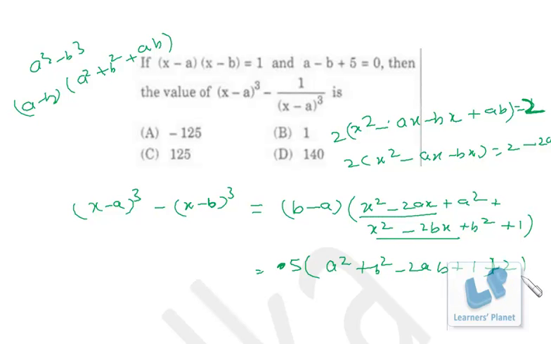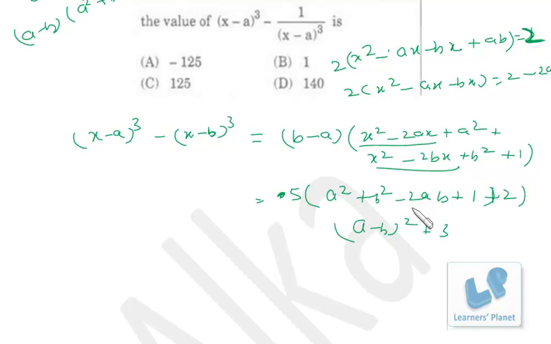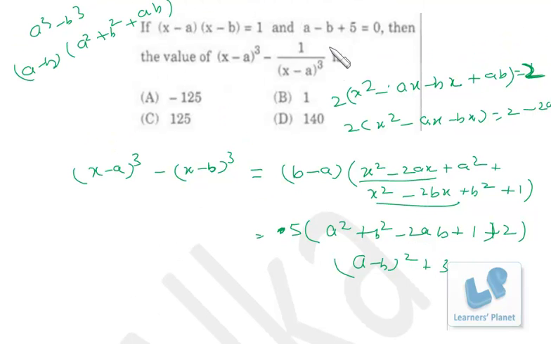So I just add 2, right? So now this is what? A minus b whole square plus 3. Now from this, if I see, a minus b whole square will be 25. So 25 plus 3, 28 inside the bracket, and outside the bracket it is 5. So 28 into 5, it will be 140. Right? So a bit lengthy but not at all difficult. Okay? Can be done.